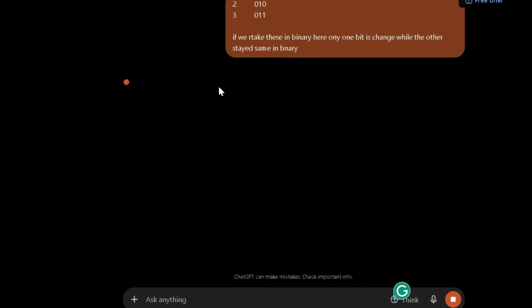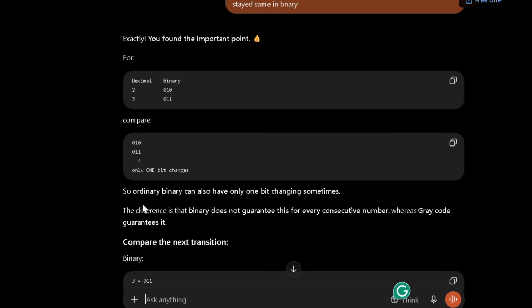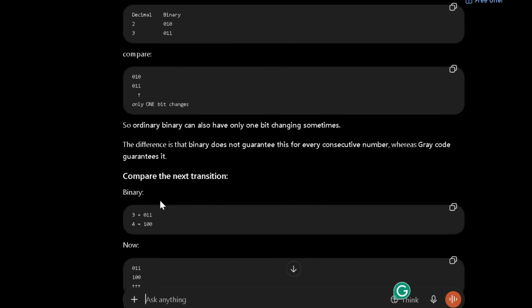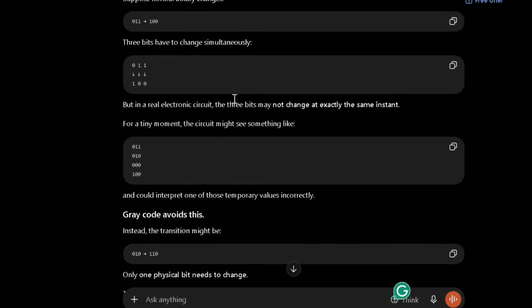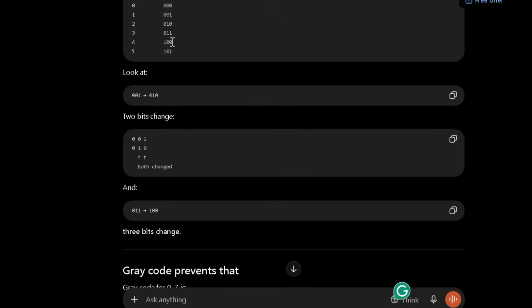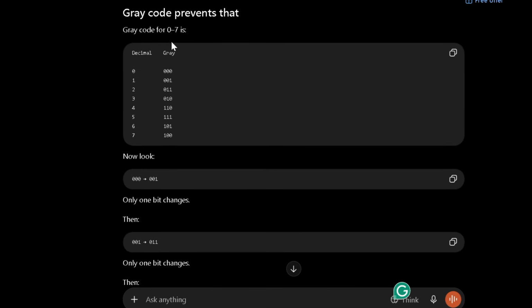Exactly for decimal 2 and 3, only one bit changes. So ordinary binary can also have one bit change in some cases. The difference is that binary does not guarantee this for every consecutive number, whereas Gray code guarantees this for the next transition. Ordinary binary sometimes has a one-bit change, sometimes a two-bit change, but Gray code has only a one-bit change. That's the difference. So in Gray code, look here, one bit is changed.